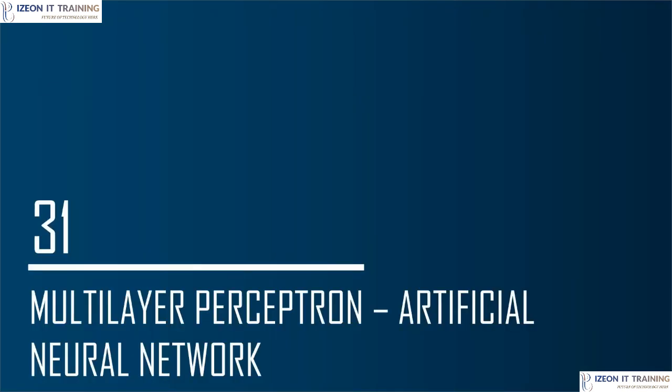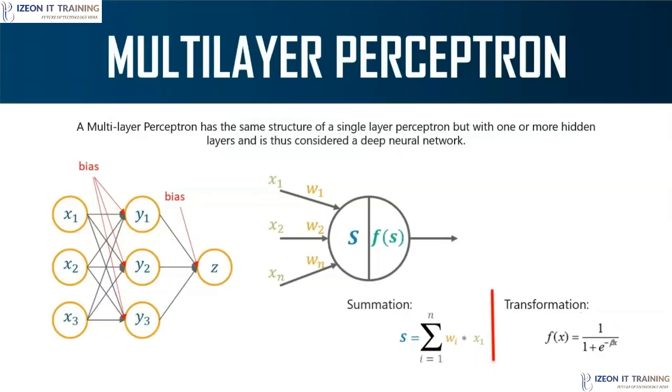So now we'll discuss something known as a multi-layer perceptron. A multi-layer perceptron has the same structure as a single layer perceptron, but with one or more hidden layers. That's why it's considered a deep neural network. In a single layer perceptron, we had only an input layer and an output layer, right? We didn't have any hidden layer. Now, when it comes to multi-layer perceptrons, there are hidden layers in between, and then there is the output layer. It works in a similar manner.